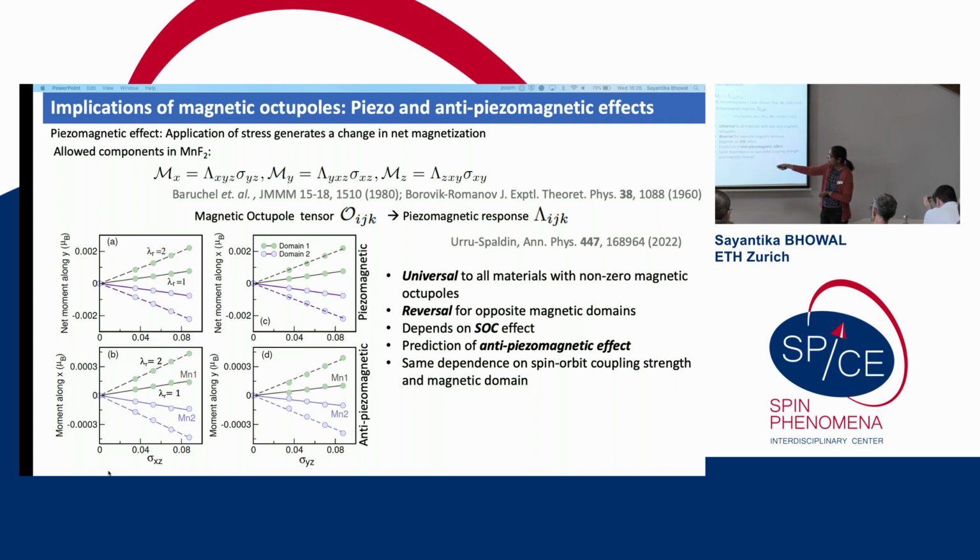generated is opposite for the two opposite domains, which is expected because the opposite domain has opposite sign of the magnetic octupole moment. Furthermore, if we increase the strength of the spin-orbit coupling, the net generated moment also increases in magnitude, and this is something different from the relativistic, non-relativistic spin splitting. So here the piezomagnetic response actually depends on the strength of the spin-orbit coupling.